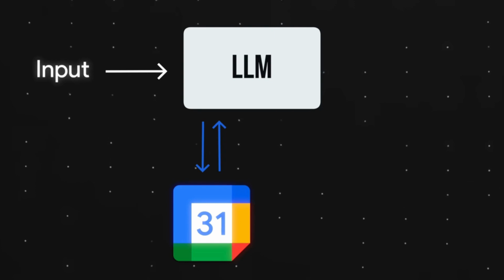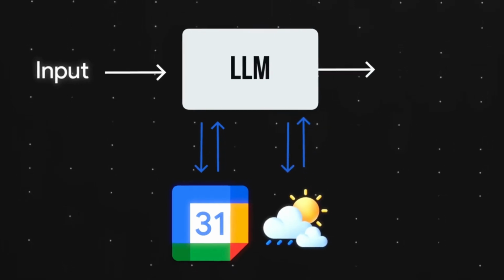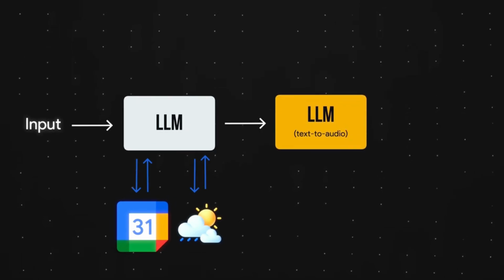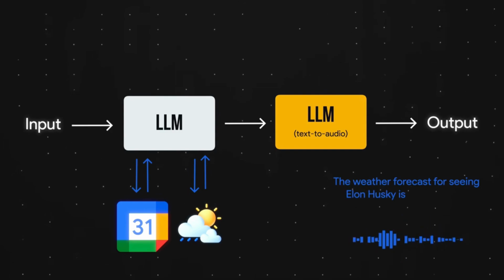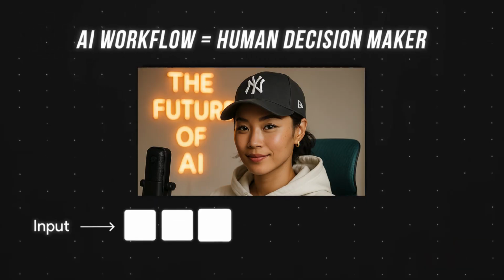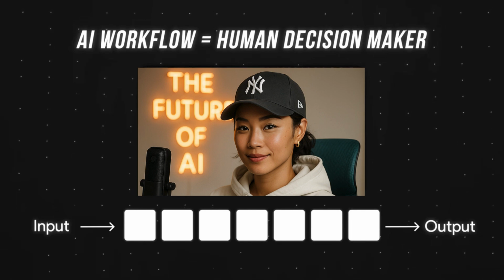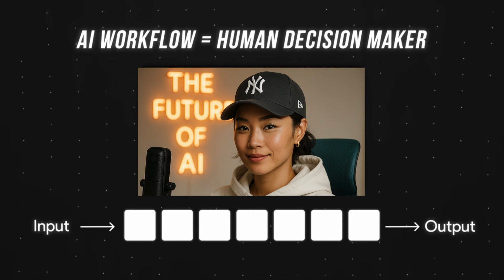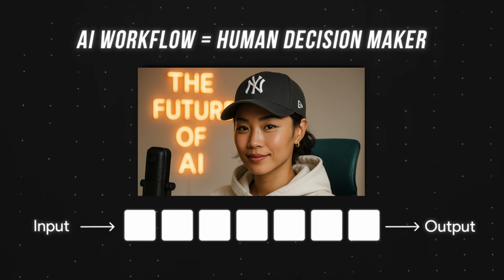Pushing my example further, what if I added more steps into the workflow by allowing the LLM to access the weather via an API and then, just for fun, use a text-to-audio model to speak the answer? The weather forecast for seeing Elon Husky is sunny, with a chance of being a good boy. Here's the thing. No matter how many steps we add, this is still just an AI workflow, even if there were hundreds or thousands of steps. If a human is the decision maker, there is no AI agent involvement.